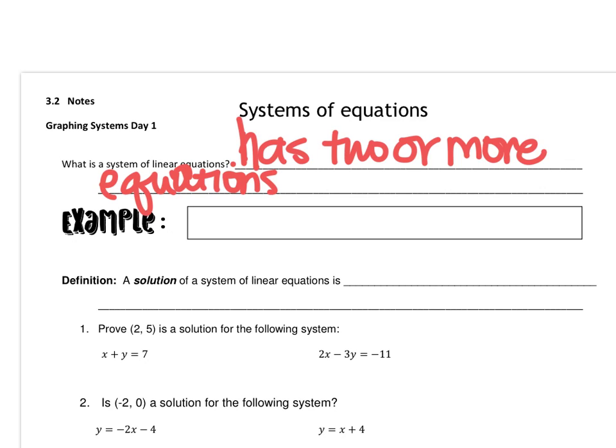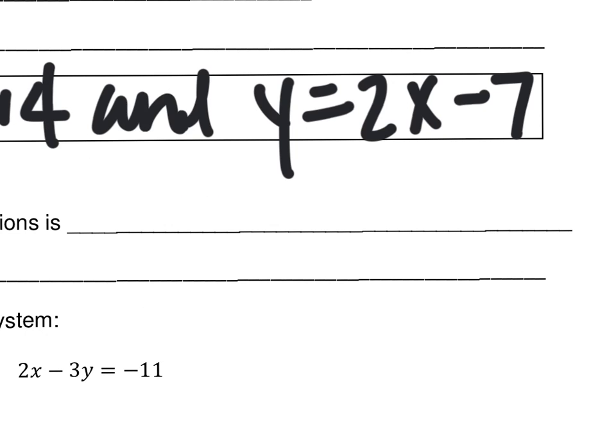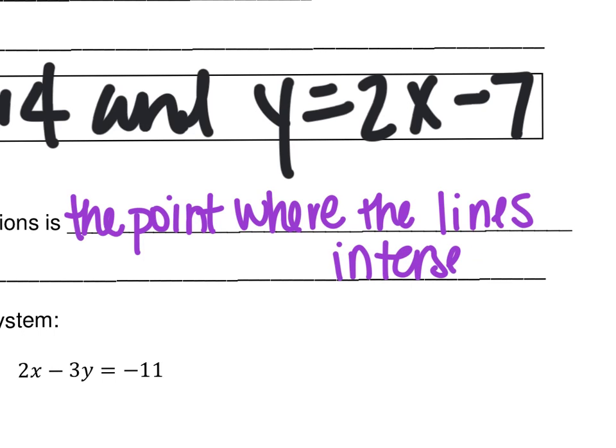So an easy example of a system of equations would be like y equals 3x plus 4 and y equals 2x minus 7. This would be a system because it has two or more equations. So the solution to this system is going to be very simple. It is the point where the lines intersect. Our solution is going to be the point where the lines intersect.